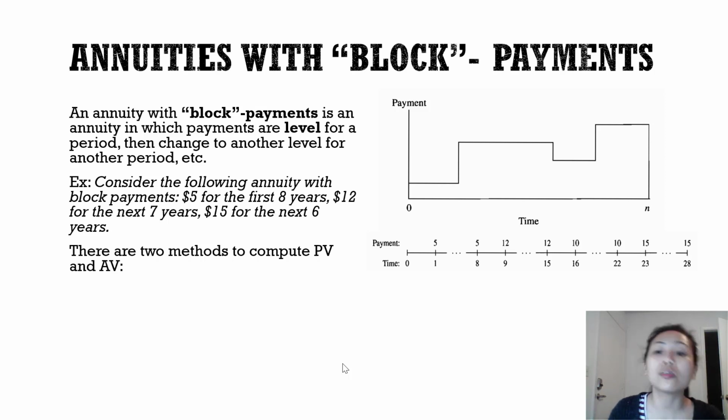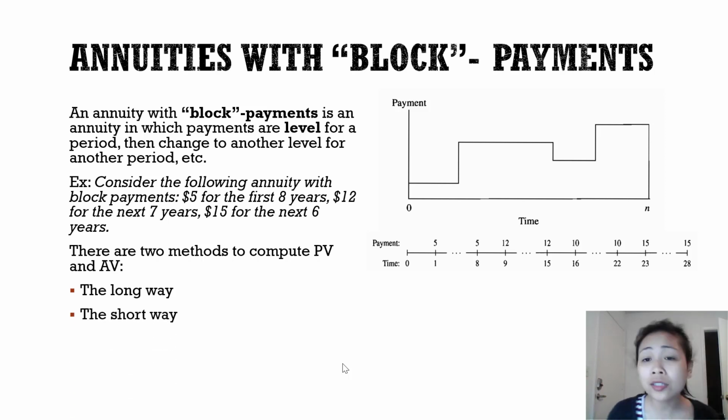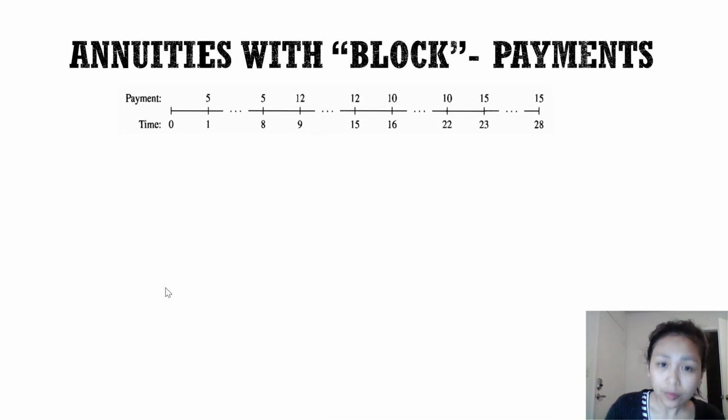So for an annuity with block payments, we have two methods, the long way and the short way. In this video, I'm going to show you both ways. However, on the exam, I suggest you work on the short way because it helps you save a lot of time. The long way is easier to understand, but it takes longer. So now we start with the long way.